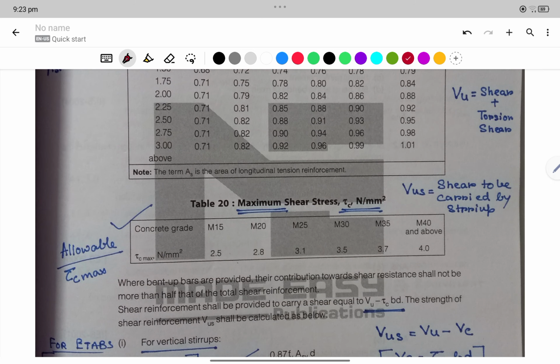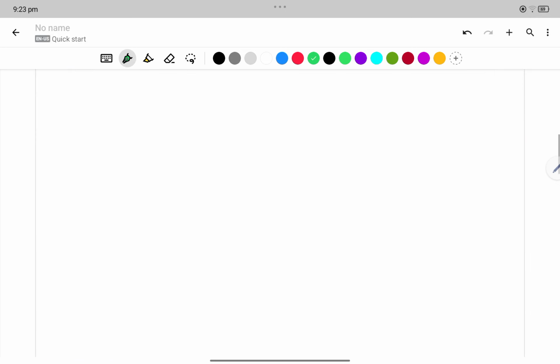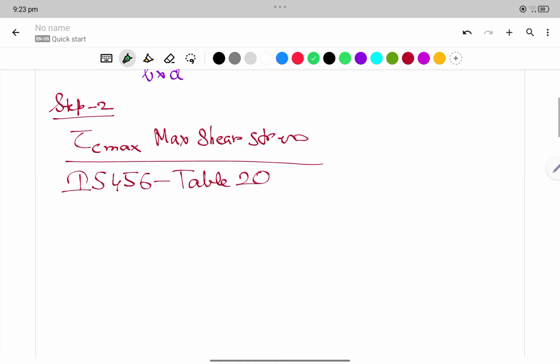See here, it's given. In this table, the maximum shear stress tau c max is given in Newton per mm square. See, tau c max depends on the grade of the concrete. For M15, M20, M25, M30, M35 and M40 and above, it's 2.5, 2.8, 3.1, 3.5 and so on. So from this table we can get the tau c max. Okay, so this is step 2.